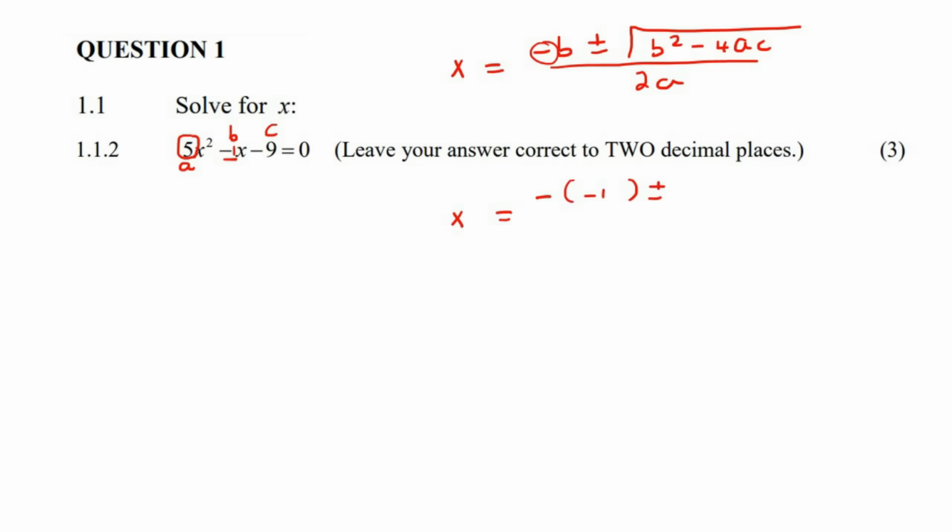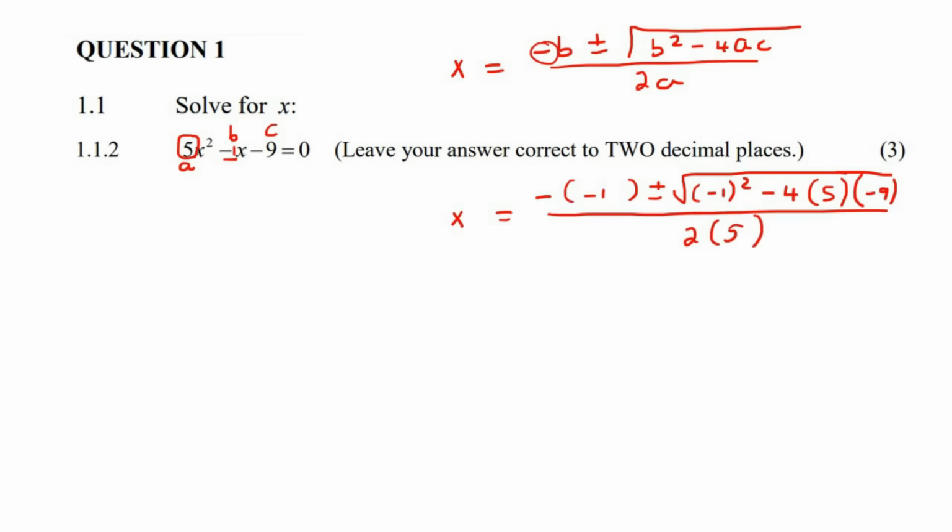Then you're going to say plus and minus. And then in brackets, you must put the negative 1 squared, because that's b squared. Take away 4, and now what is the value of a? The value of a is 5, and then c would be negative 9, and then all of that is going to be over 2, and then what is a again? 5. Okay, go ahead, type that all in on the calculator, just like you see it. Of course, you can't use a positive and a negative at once, but you can choose a positive for one of them, and then a negative for the next answer.